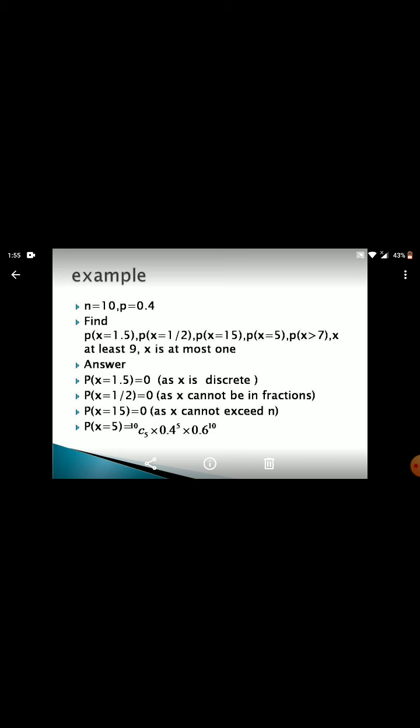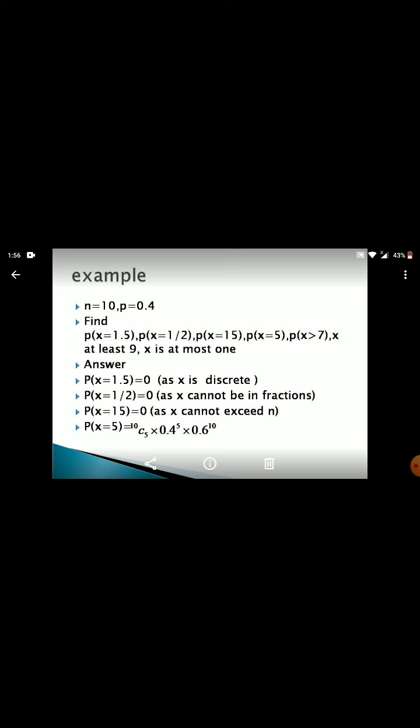Next one is possible. X is equal to 5. X is equal to 5 means that you have to put value of n, x is equal to 5, and p और q की value put करेंगे and you will put your formula and you will get the answer. N is equal to 10 and then x is equal to 5, 0.4 raised to power 5, and 0.6, that is 1 minus p or q, that is equal to 0.6 raised to power 10. 1 minus p is 0.6 and p is equal to 0.4 given in the example. ये executable है, so we had done this one.